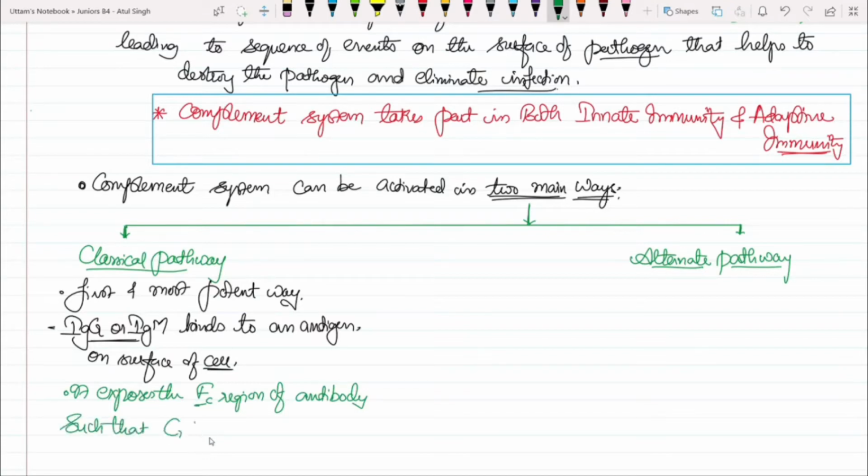C1 protein means complement 1. Okay, C1 protein binds. Okay, there are 30 proteins we said, right? So C1 protein binds to the antibody when the antibody binds to an antigen. This is how it gets activated.